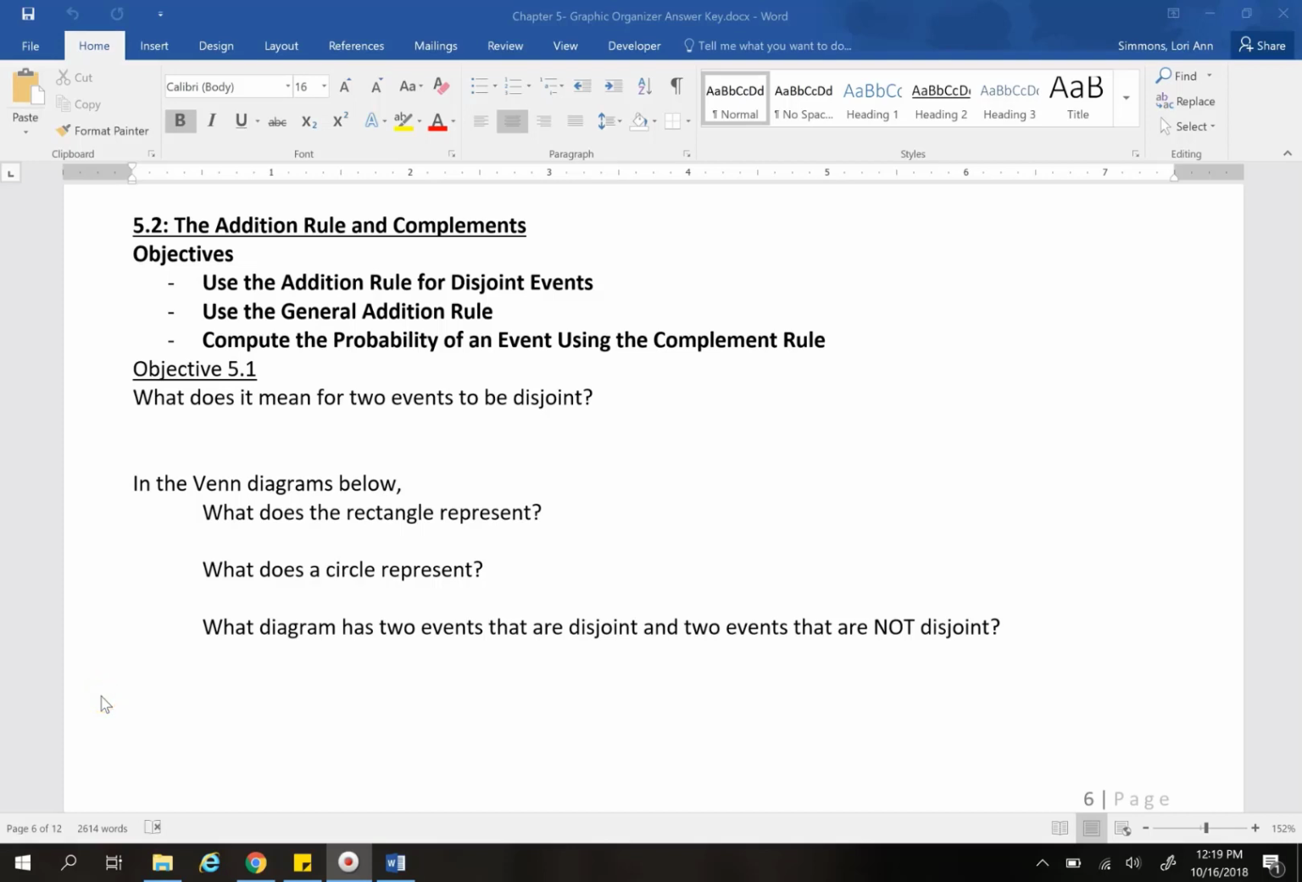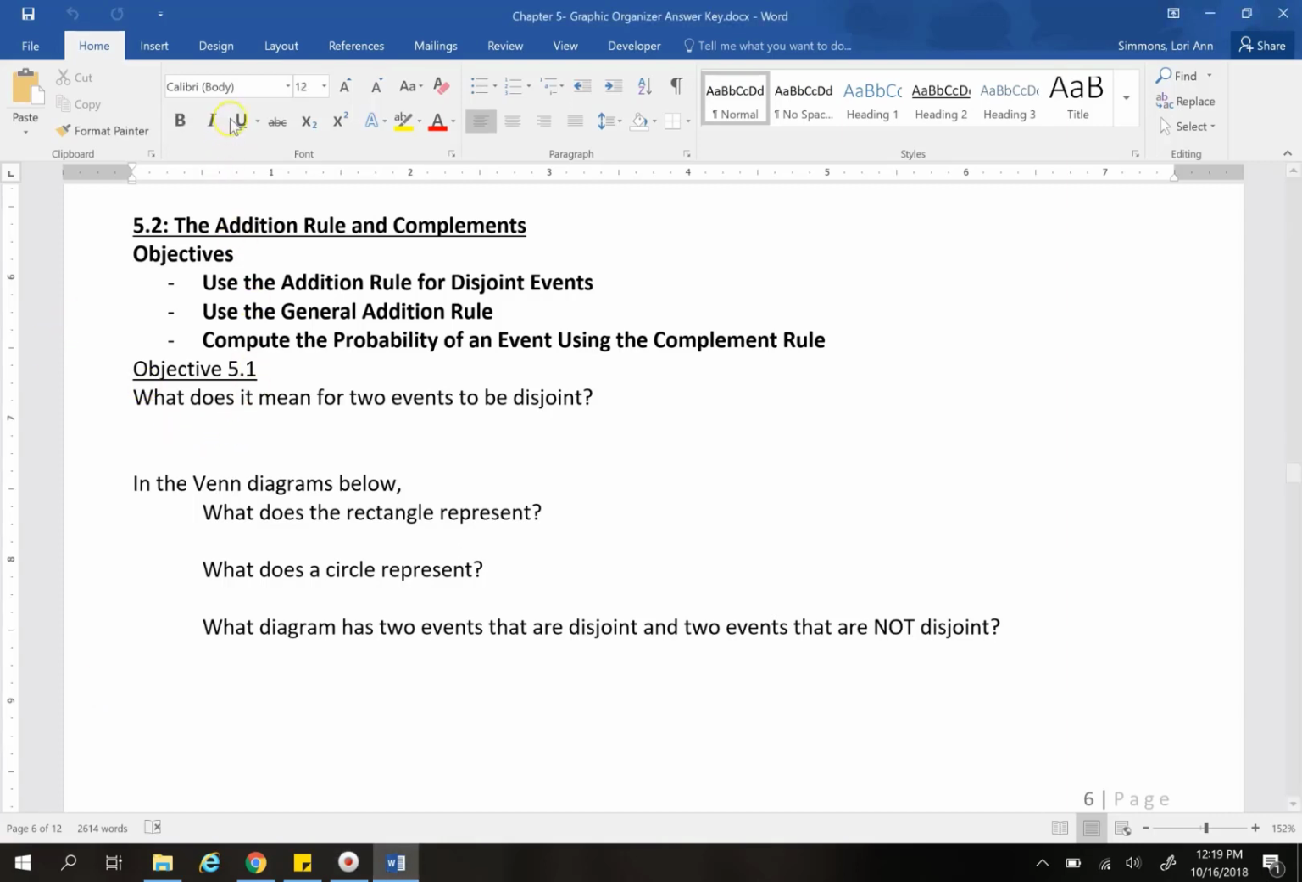Lesson 5.2, the addition rule and complements. The objectives for this lesson are that you should be able to use the addition rule for disjoint events, use the general addition rule, and compute the probability of an event using the complement rule. In the last lesson, 5.1, we were working with one outcome. In this lesson, we're going to be working with multiple outcomes.